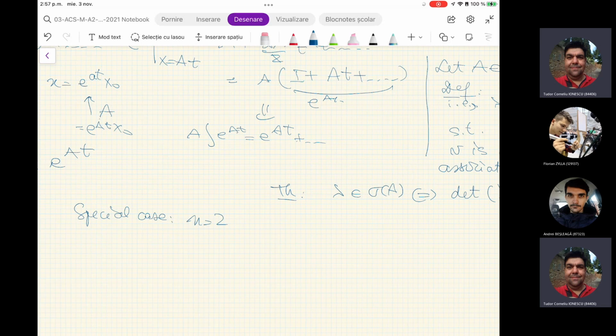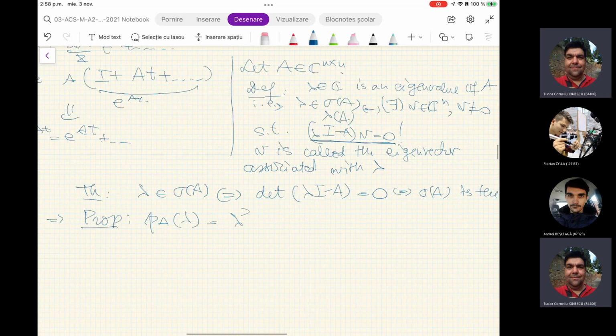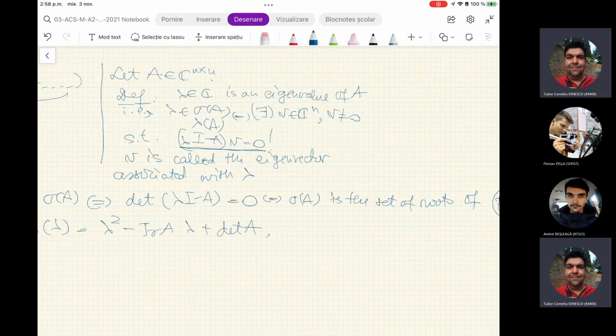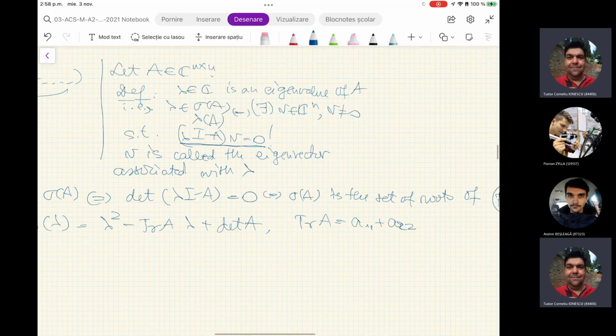Now, a special case is n equal to 2, which means that we have the first result that this polynomial p_A(lambda) is actually lambda squared minus trace of A lambda plus determinant of A, where trace of A is A11 plus A22, the sum of the diagonal elements.